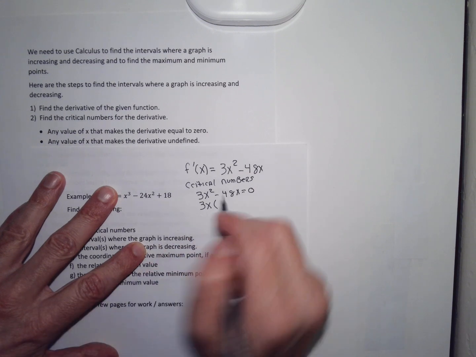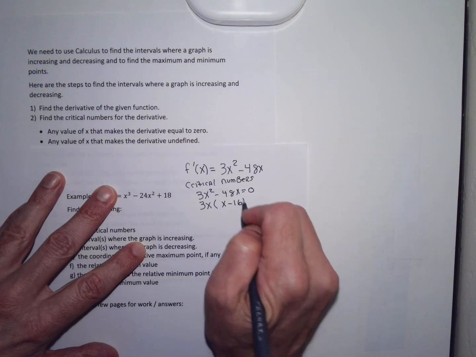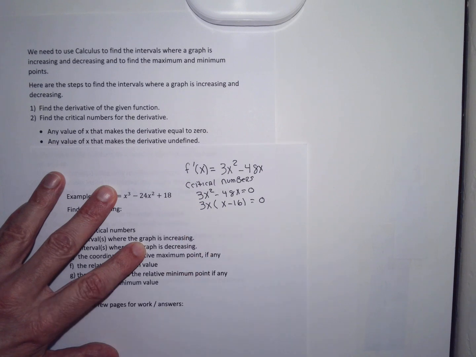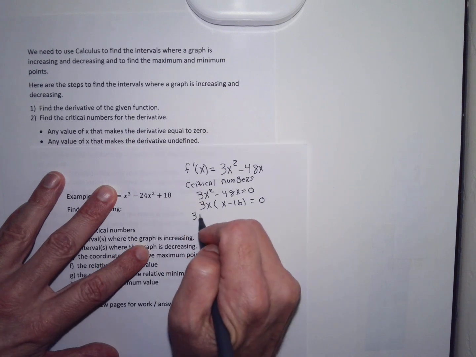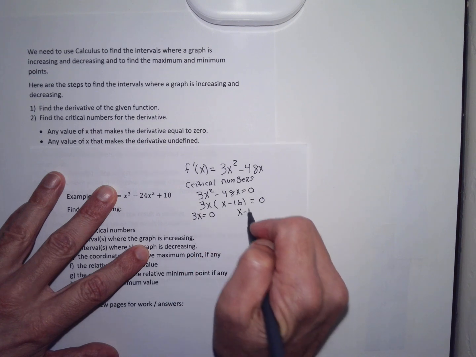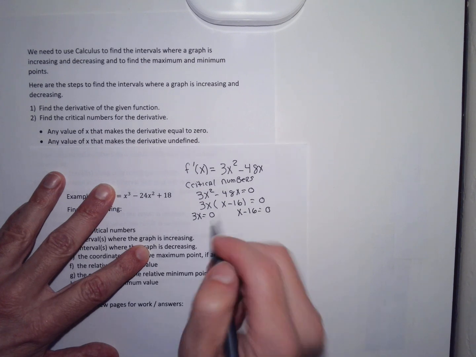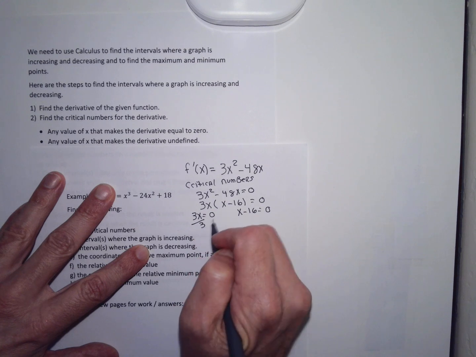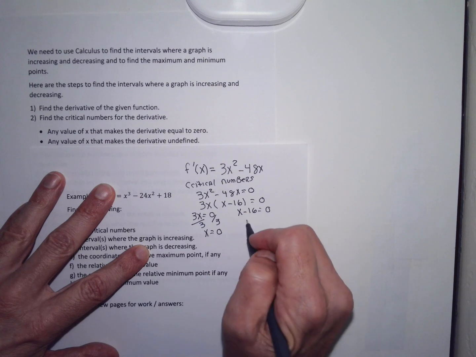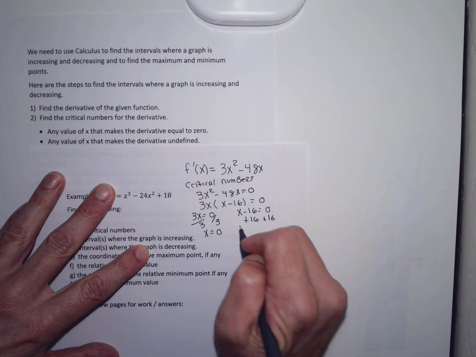I'm solving it by factoring. I'm factoring out a common factor of 3x. When I factor out a common factor of 3x, I'm left with an x and a minus 16. These two values that I'm going to get, one is going to be the x value of a maximum point, the other is going to be an x value of a minimum point. For the factor of 3x, when I set it equal to 0, I'm going to divide by 3 and get x equal to 0. For the factor of x minus 16, when I set it equal to 0, I'm going to get x equal to 16.